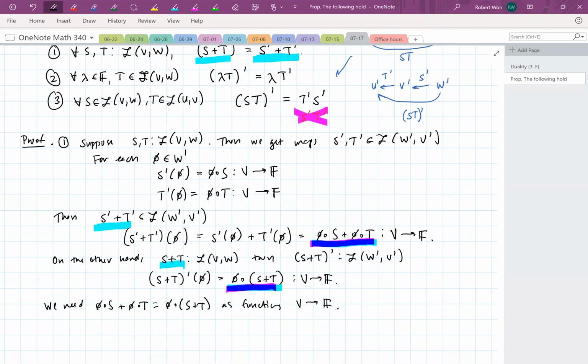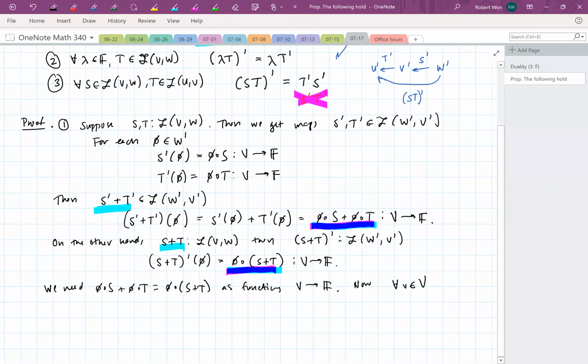Now again, how do you check the two functions are equal? You just need to check that they agree on every element when you plug it in. So now, for every little v in V, we want to understand how these two things are related. Well, phi of S plus phi of T applied to v, by definition, is the sum of two functions applied to v. You just do phi of S to v, and then phi of T to v. That's by the definition of the sum of two functions. Maybe we can write it like this to be clear.